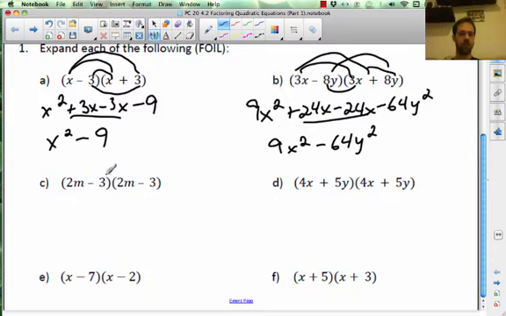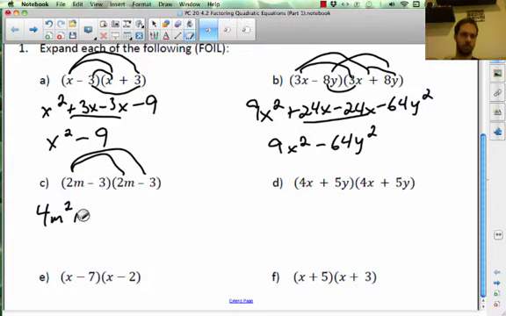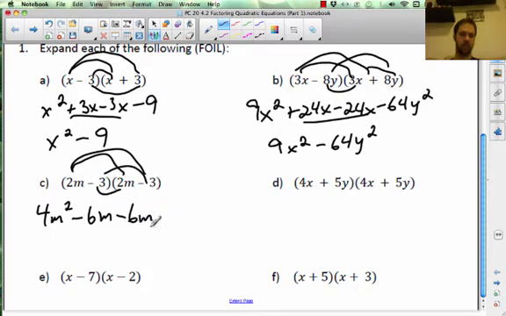Now what if the signs are the same? Well, let's take a look. First term, 4m squared. Outside is minus 6m. Inside is minus 6m. And the last terms are plus 9, so we get 4m squared minus 12m plus 9.